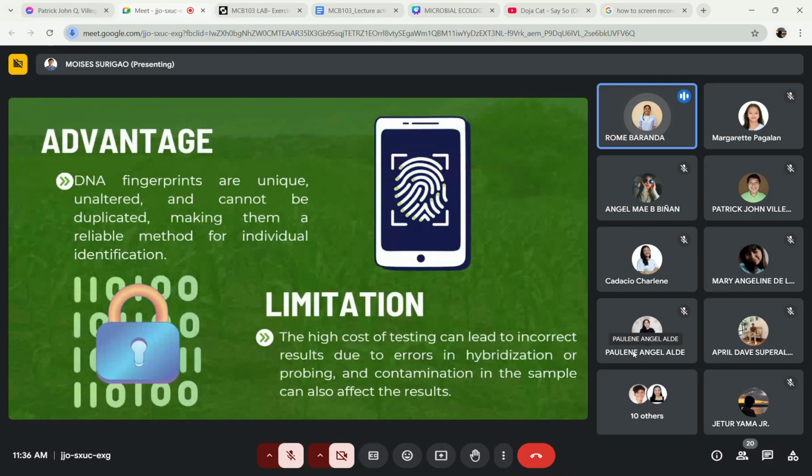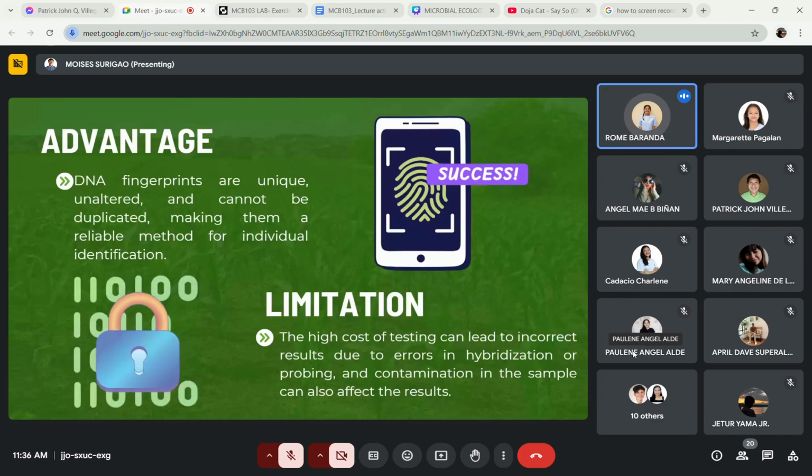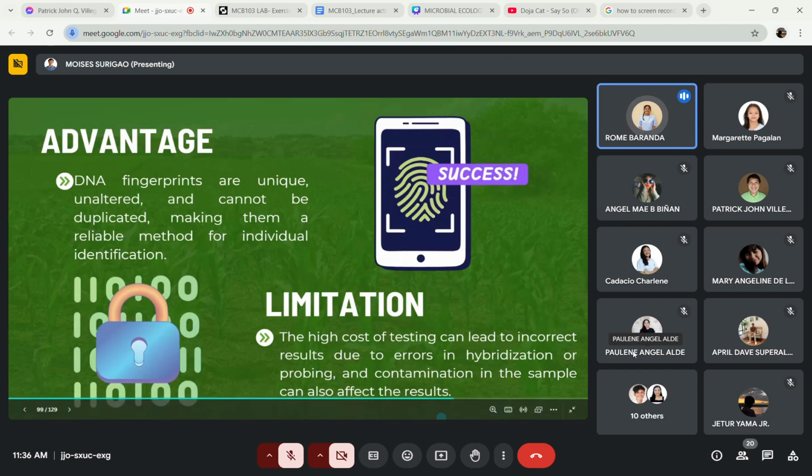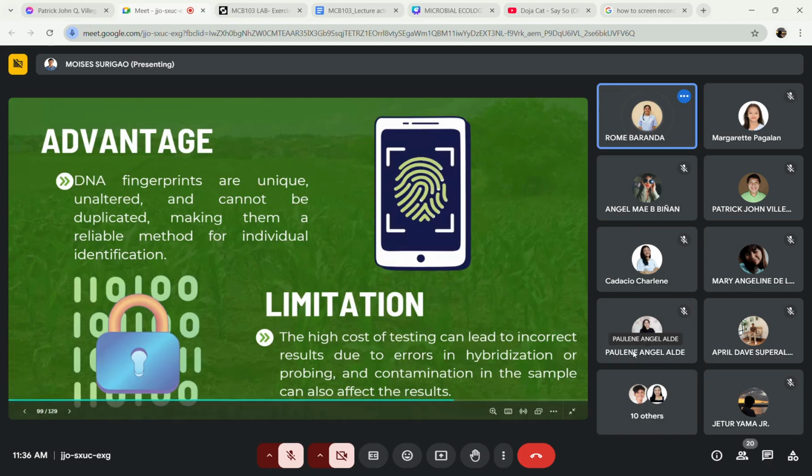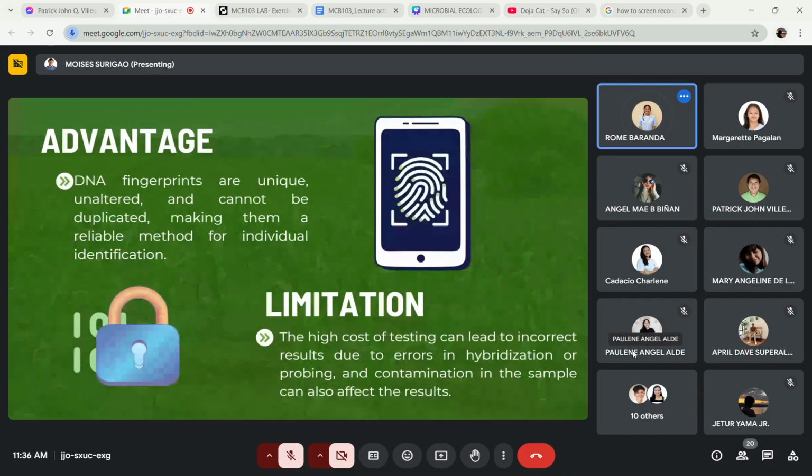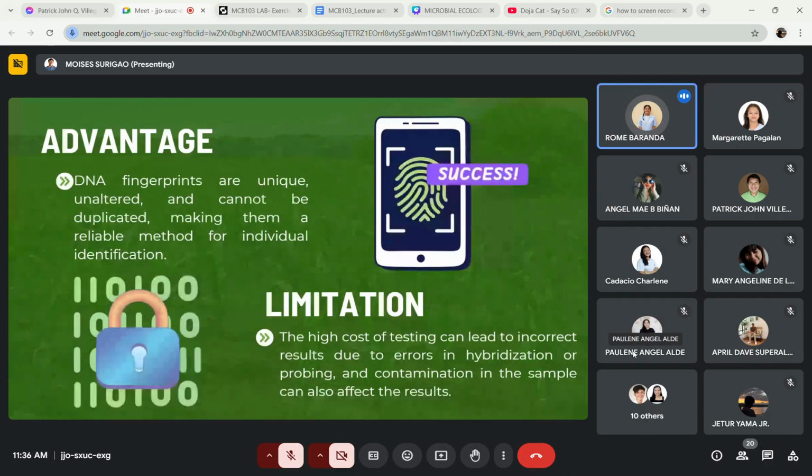Okay, so all in all, for the advantages of molecular fingerprinting, generally, DNA fingerprints are unique, unaltered, and cannot be duplicated, making them a reliable method for individual identification. However, the limitation is that the high cost of testing can lead to incorrect results due to errors in hybridization or probing, and contamination in the sample can also affect the results. So next slide please.